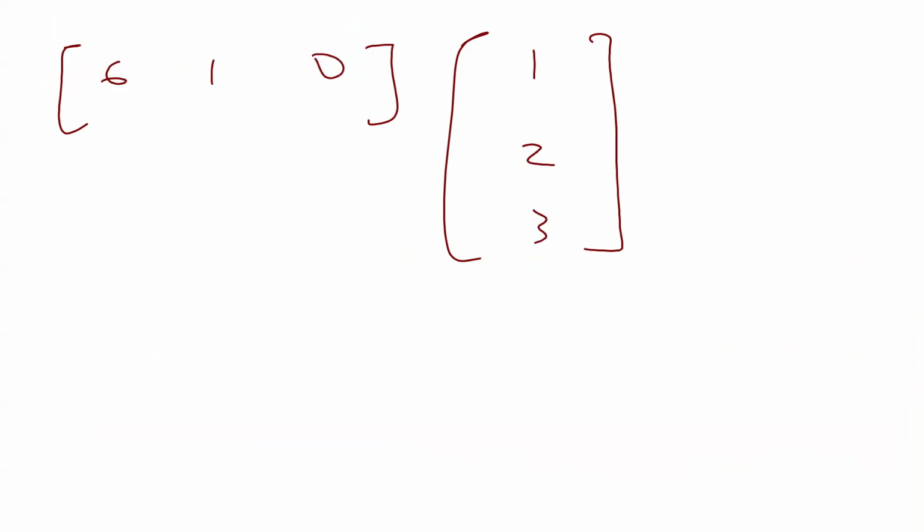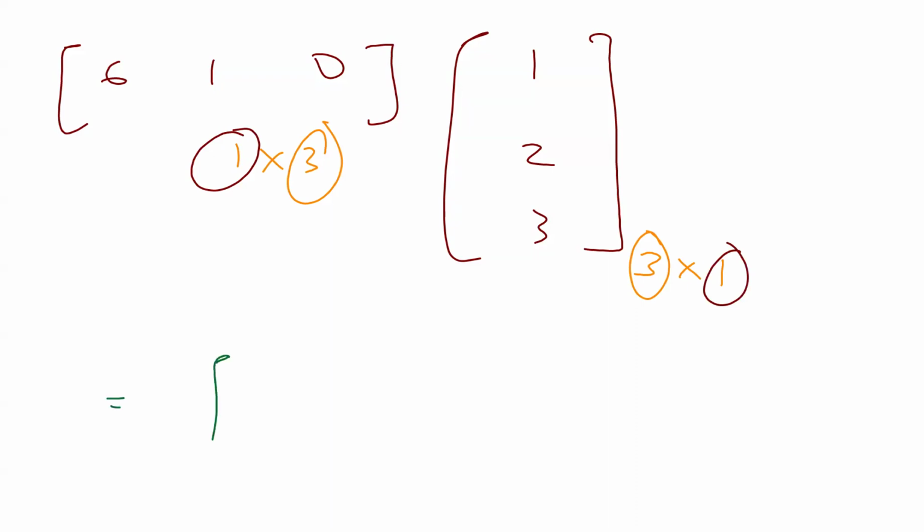The order of the first matrix is one horizontal row and three vertical columns. Rows are always horizontal. Order starts with row. And this one is three horizontal rows and one vertical column. This number is same. So the final answer will have a singleton matrix because the order is going to be 1 cross 1. 1 cross 1 means there will be only one object.